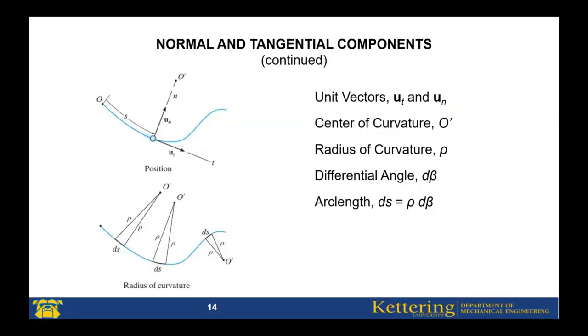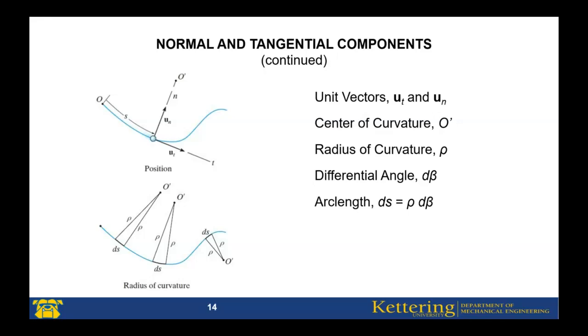And also, s is the distance along the curve that we measure. As we move along this curve, s will increase. And we can find the arc length. This is from mathematics: if you have the angle and the radius, you can find the arc length, that is ds equals rho d beta. This is what you need to know for this coordinate system. That's it.